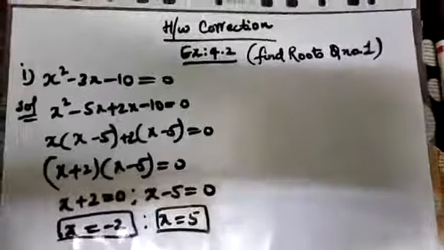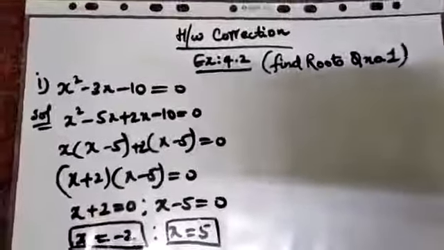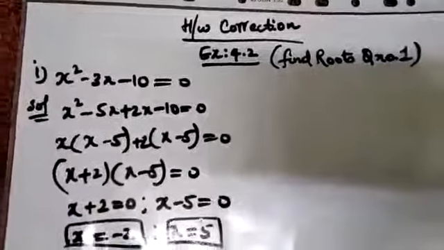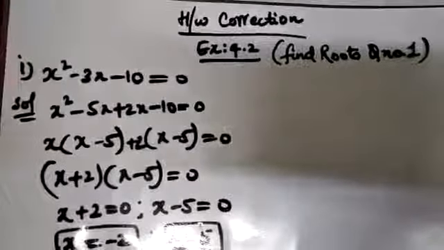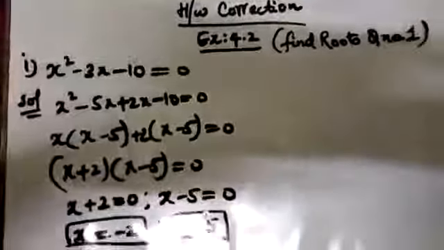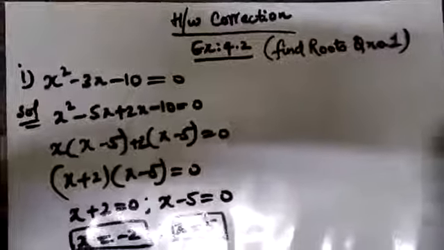Now let's start doing our homework correction. The homework was exercise 4.2, question number 1, which was based on factorization. So I had told you to refer to the polynomials chapter. So here I am still showing you the answers, so that you will get enough practice in getting and checking your answer. And please do your self-correction.